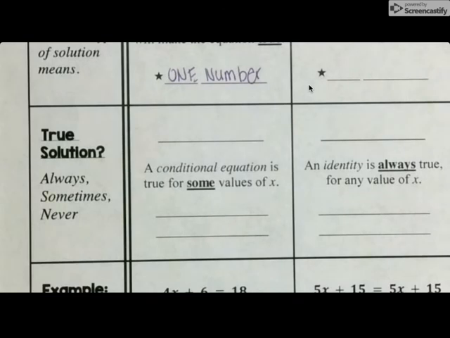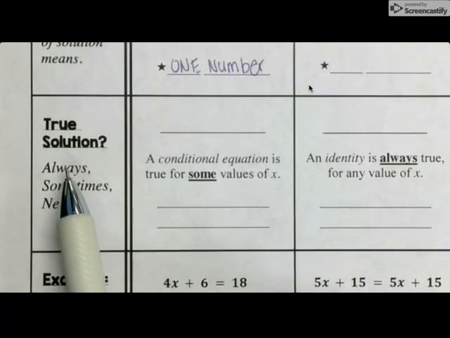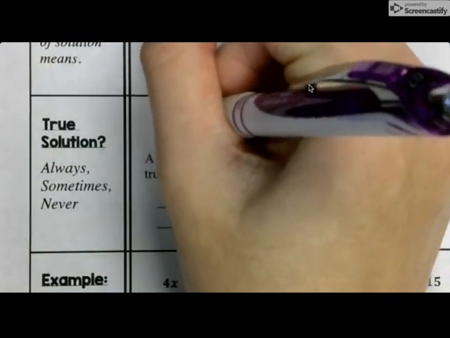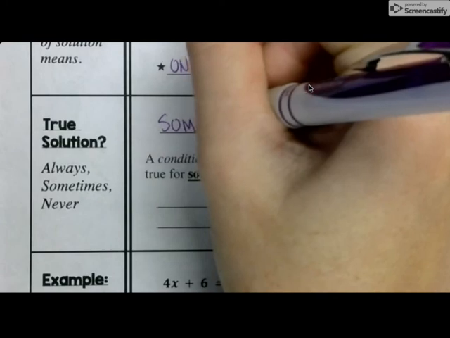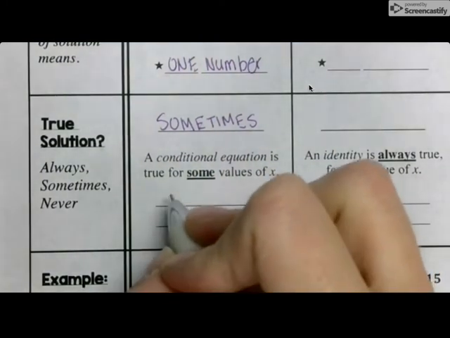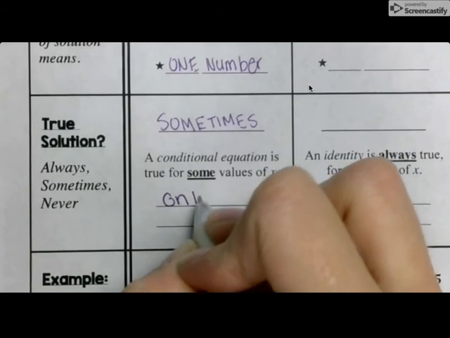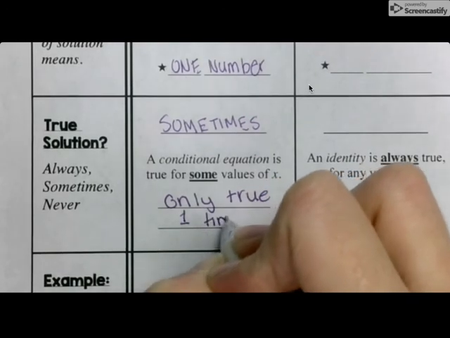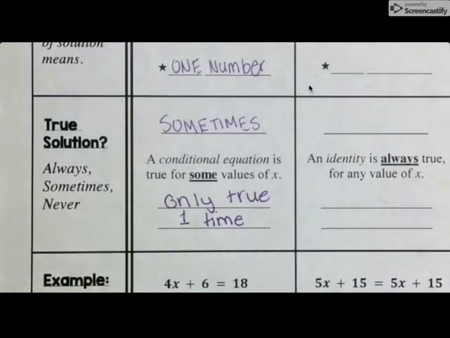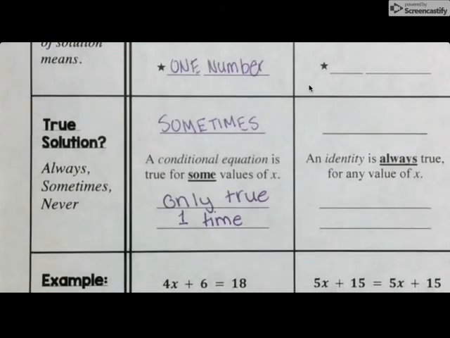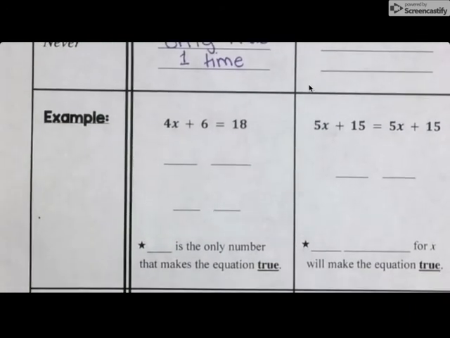So we are either going to write that it's always true, sometimes true, or it's never true. This one is going to be sometimes. And it is only true one time. Whatever that answer is, whatever that solution is, that's the only time it's true. Other than that, it's not going to be true. Okay? So below that is an example of what this means.